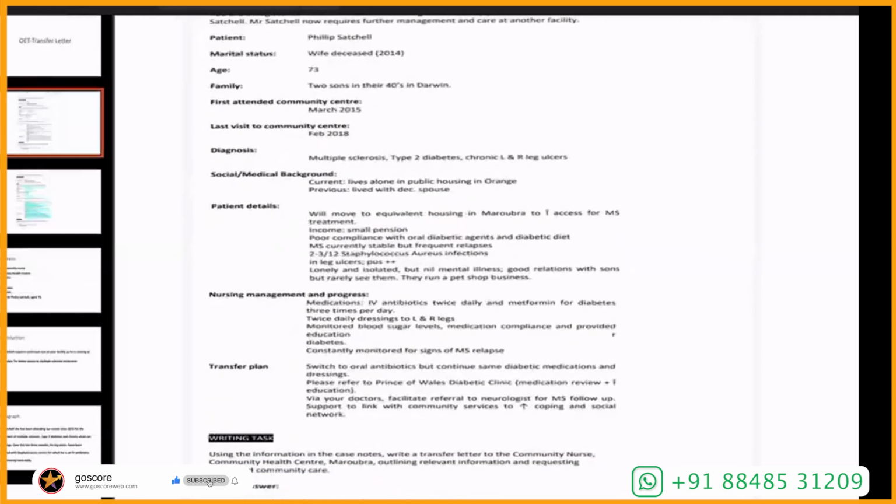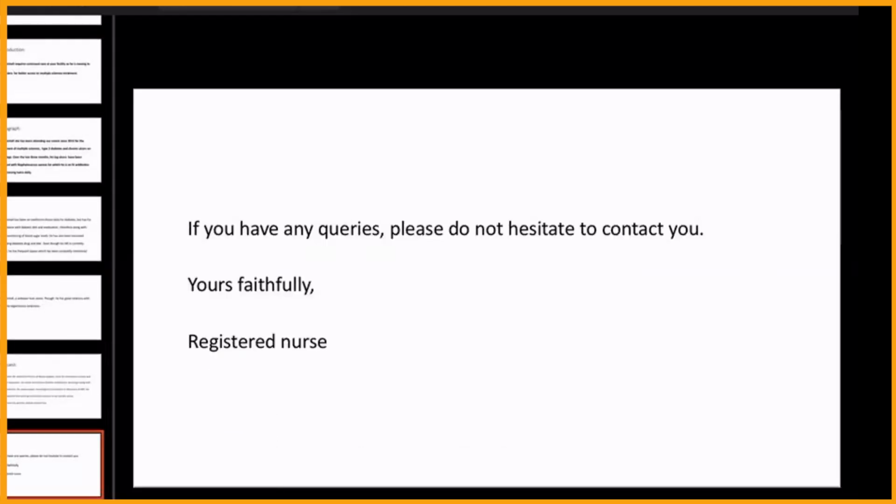And why do you write yours faithfully? The reader's name is not given, isn't it? Here it is addressed to the community nurse. So we can write yours faithfully. Otherwise, if the reader's name is given, what do you write? Yours sincerely. Okay. I'll just show you that. Please do not hesitate to contact me. It's a typing error. Yours faithfully, registered nurse.